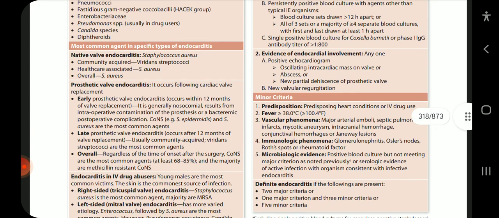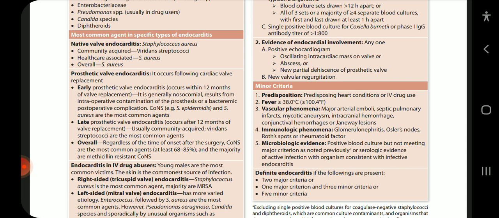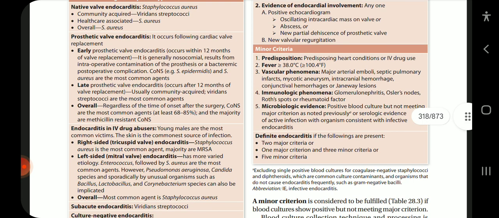The most common agents in specific types of endocarditis: in native valve endocarditis, the most common is Staph aureus. In community-acquired endocarditis, it is viridans streptococci. In healthcare-associated endocarditis, it is Staph aureus, and overall, it is Staph aureus only. Okay. In prosthetic valve endocarditis, early prosthetic valve endocarditis, which occurs within 12 months of valve replacement, is generally nosocomial, resulting from intraoperative contamination of the prosthesis or a bacteremic postoperative complication, and coagulase-negative staphylococci like Staph epidermidis and Staph aureus are the most common agents.